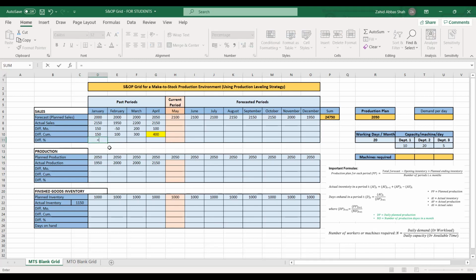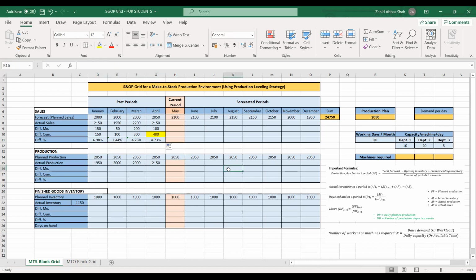This difference as a percentage, so A minus F over A. So this difference as a percentage of actual demand will be equal to this difference divided by sum of actual sales. So for January, that is equal to 2,150. So we can use the column and fix the first D8 cell. So that will give us a percentage of plus 6.98%. So cumulative difference of actual sales and planned sale for January is 6.98%.